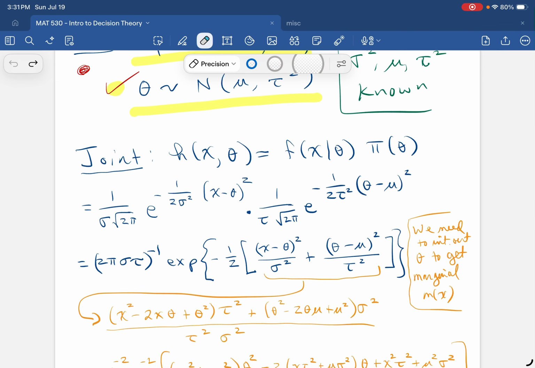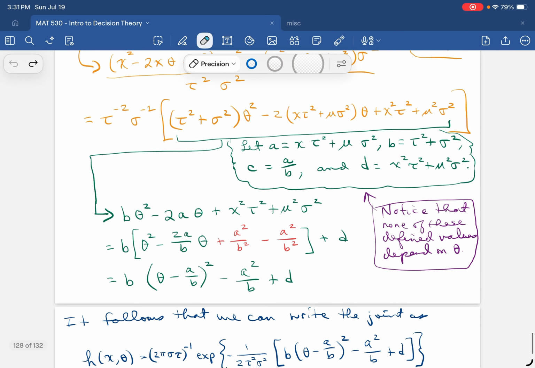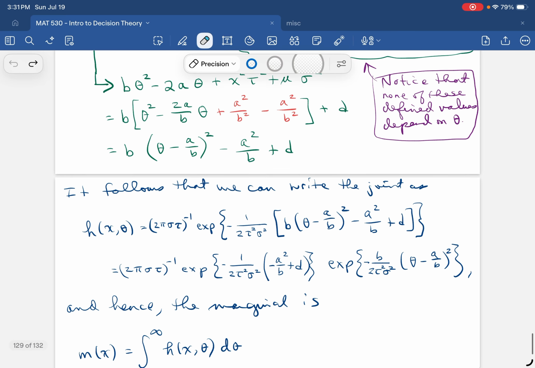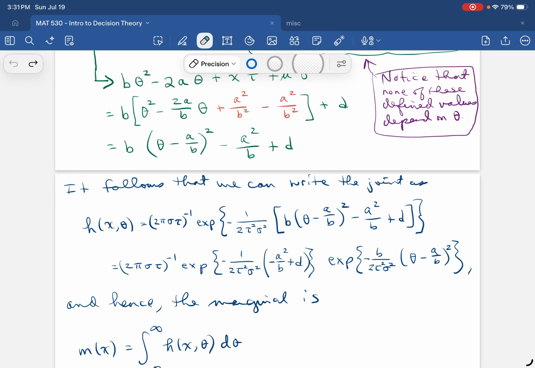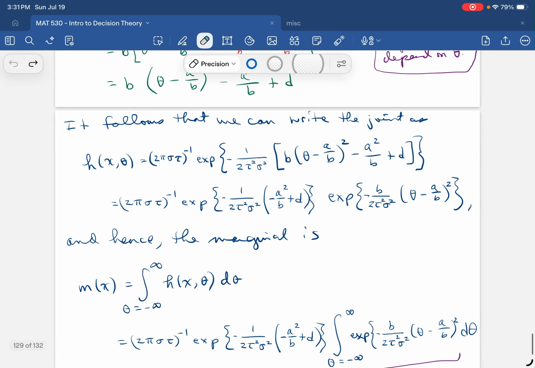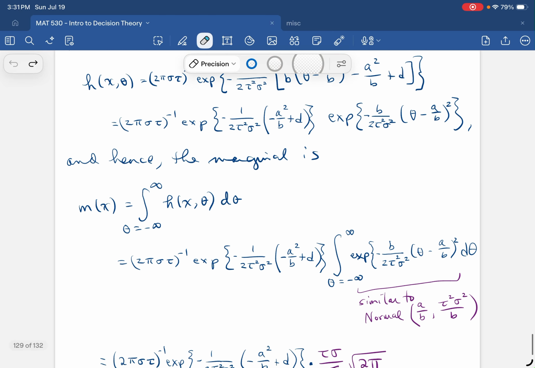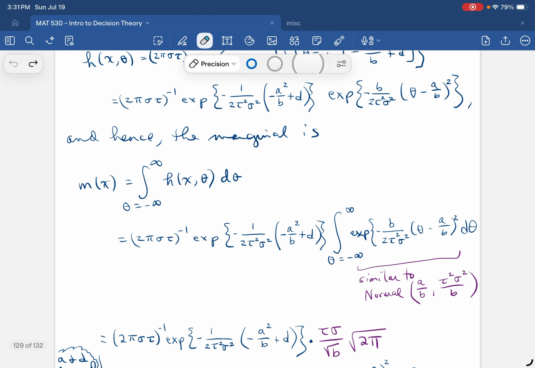And then as we've done in the past, the next objective would be to complete the square so that we can integrate out the theta. So we can re-express the joint distribution as we see here. And then of course to get the marginal, we integrate out theta. And when you get to the actual integration part, you do not have to do that by brute force. You just use your distribution sheet and your knowledge of the normal distribution.